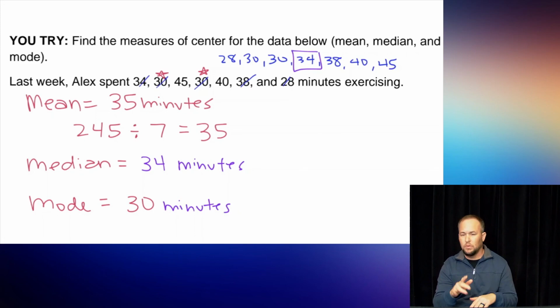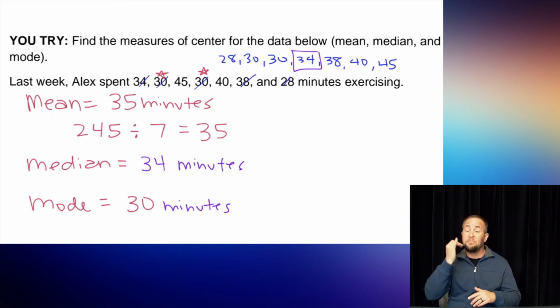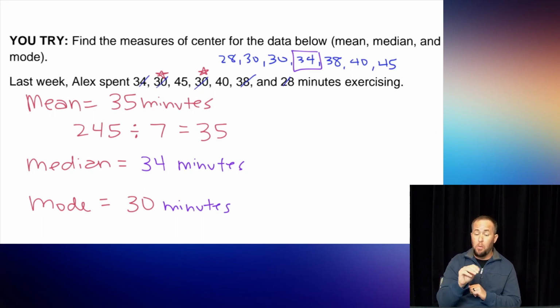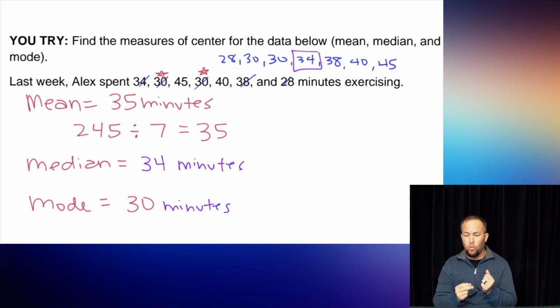But like I said, in this instance, because there's an odd number, it's just that one number. Then also the mode in this instance is 30 minutes because 30 occurs twice. If there happens to be more than one mode, you just list them both. But if there's no mode and all numbers just occur once, you would just say no mode.